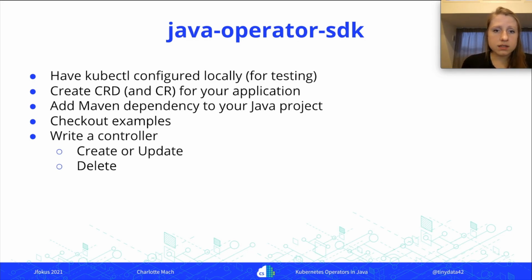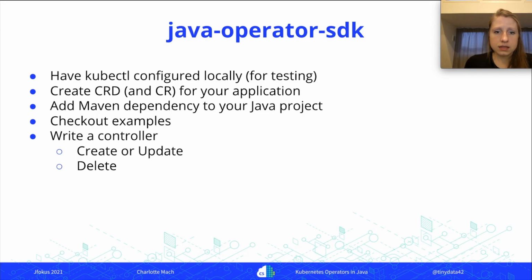Second part is the CRD and the CR for your application, for example, like the two that we looked at for the Tomcat. Then you add a Maven dependency to your Java project to bind in the Java operator SDK. Then you can look at the examples to see if there are any operator examples that make it easier for you to get started. I would recommend that, because starting from scratch can be a bit of a challenge, versus having an example that you just have to adapt, which is usually easier.